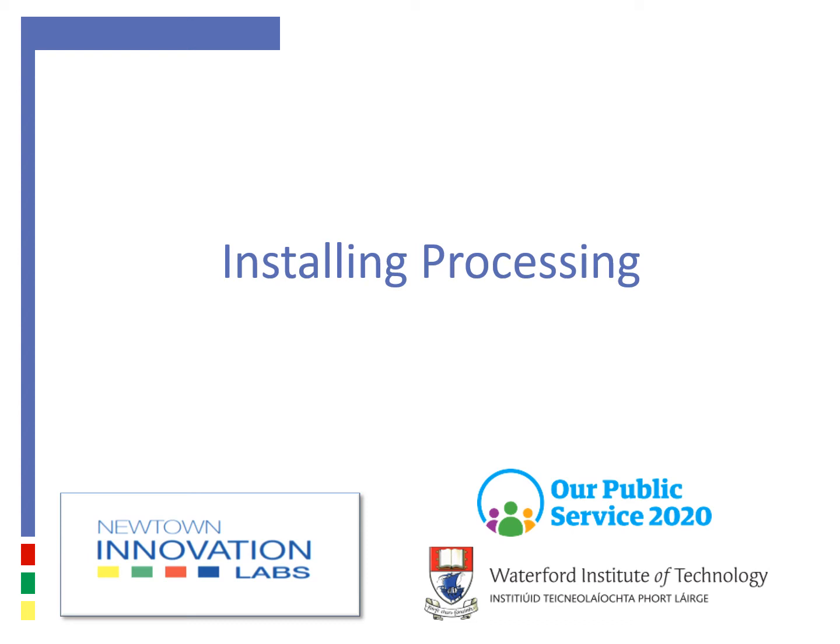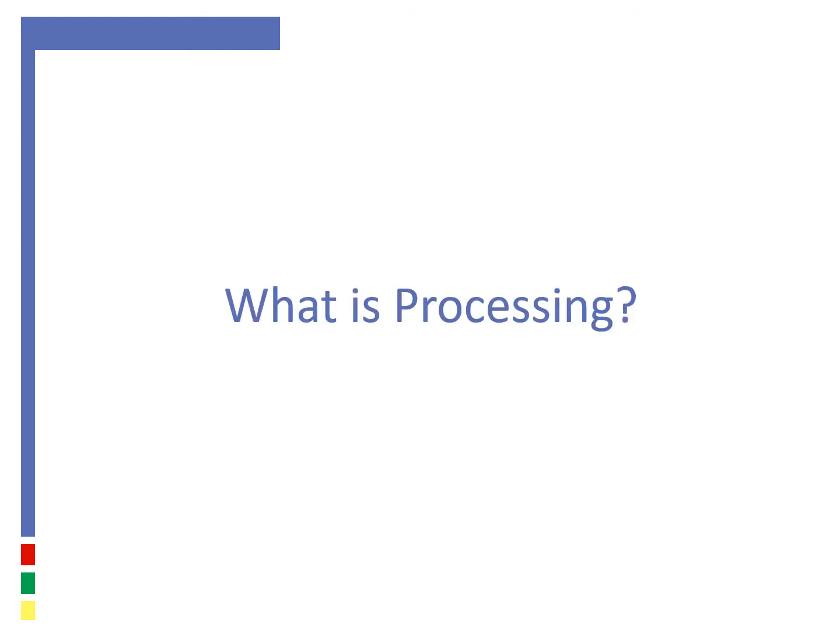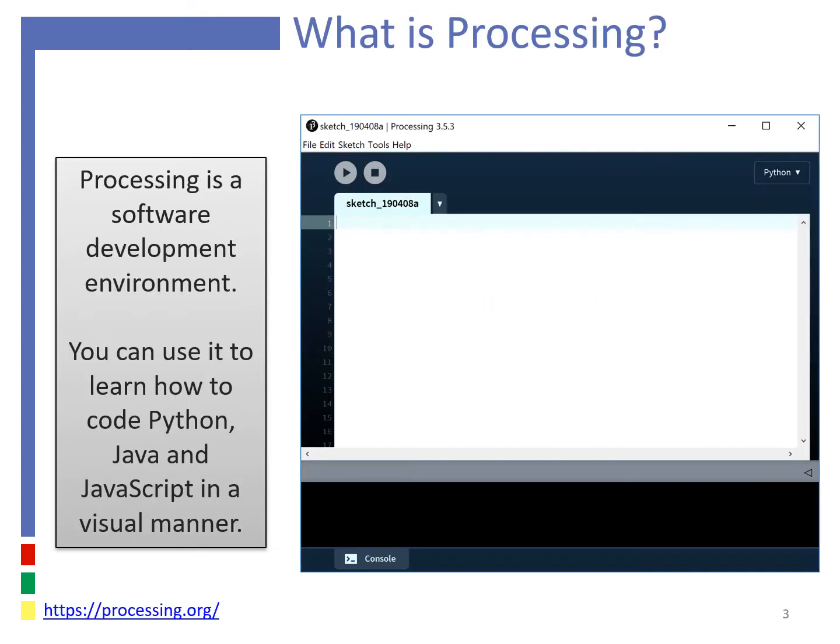In this video, we're going to look at installing the processing software that we're going to use for the course. So first off, what is processing? Processing is a free software development environment that we're going to use for this course. We can use it to learn how to code Python, Java and JavaScript in a very visual manner.